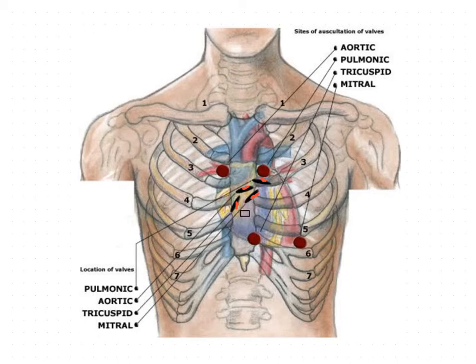And the sounds produced by closure of the valves of the heart. So the heart sounds are produced by the closure of these valves, and this can be heard by the stethoscope. The sounds arising in relation to a particular valve are best heard not directly over the valve, but at areas situated some distance away from the valve.